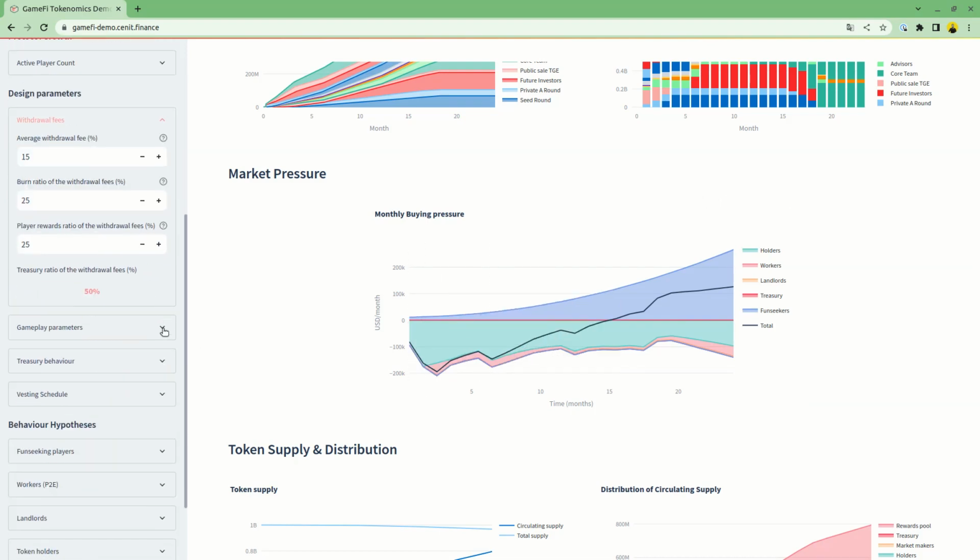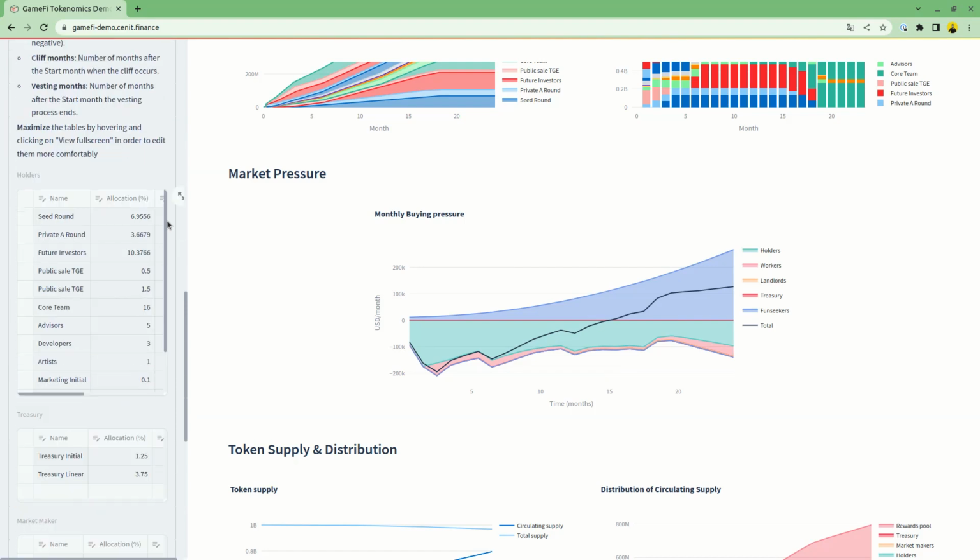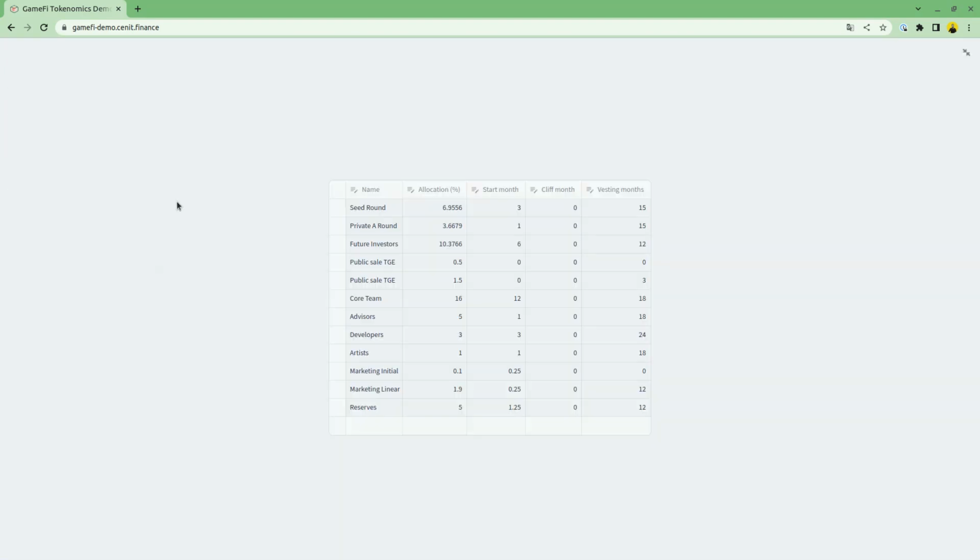So we want to check what the vesting schedule is and how it is actually affecting our token economy. What we are seeing here is a vesting schedule that is actually kind of short, right? If you look at the vesting months, the maximum amount of months until all the vesting has been unlocked is 24 months, which is really short.